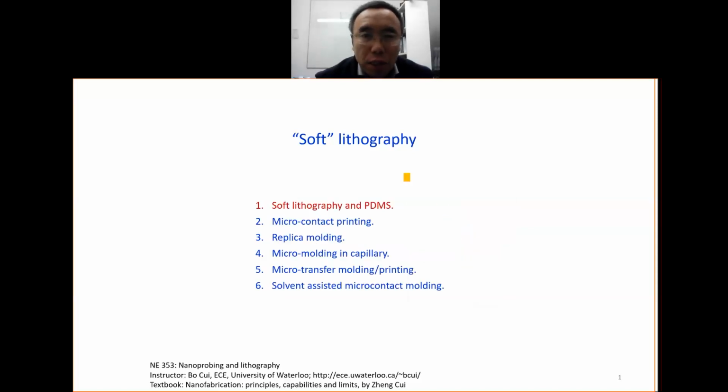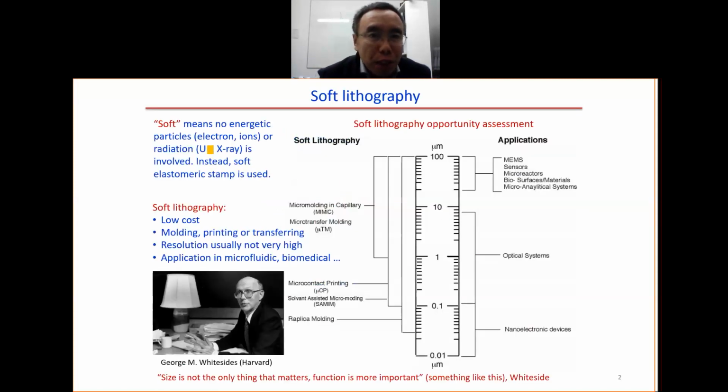So now let's look at soft lithography. First, what is soft lithography? Why is it called soft lithography? The "soft" means there are no energetic particles like electrons or ions, or radiation like UV or X-ray light. Instead, we use a soft elastomeric mold. This mold is made of PDMS.